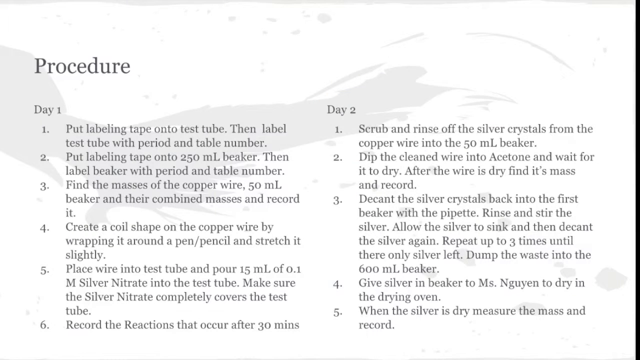Procedure: Day 1. Label the test tube with the period and table number. Label the 250 milliliter beaker with period and table number. Find the mass of the copper wire, 50 milliliter beaker, and the combined mass. Coil the copper wire with a pen or pencil and stretch it slightly.